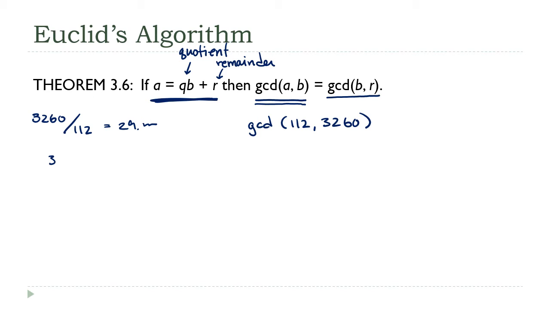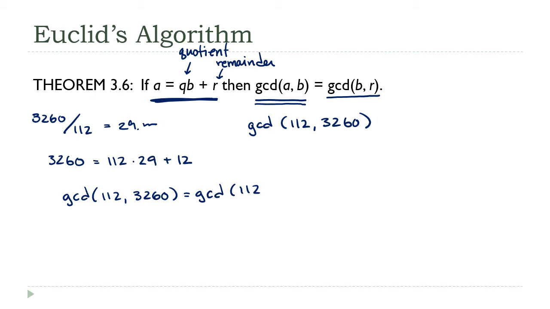So 3,260 equals 112 times 29 plus some remainder. And we're going to find that remainder easily enough. Just solve this little equation. Subtract 112 times 29 from both sides, and you're going to get R equals 12. Okay, so what is my theorem telling me? My theorem is telling me that the greatest common divisor of 112 and 3,260 is the same as the greatest common divisor of 112 and 12. Because remember, to map it back to that equation there.